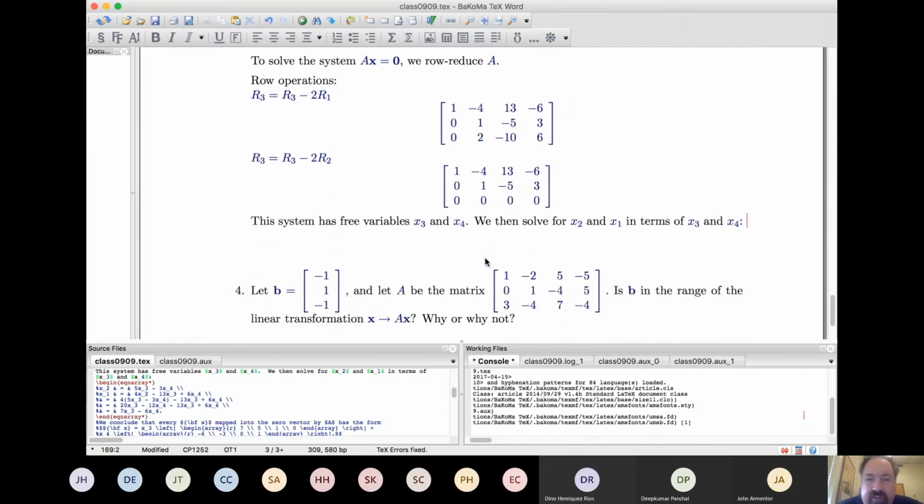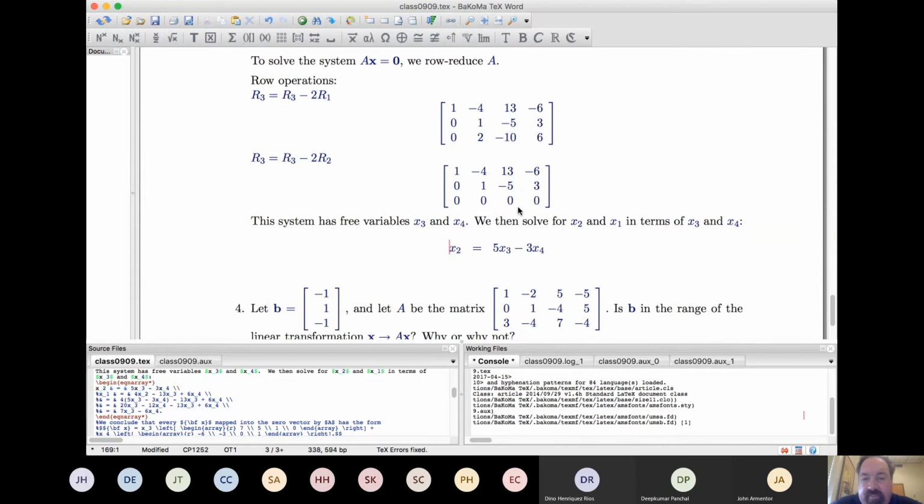So first for x2. Take these coefficients, negate them. Our right-hand side is 0, so we're not going to have anything there. And then that's it, because the coefficient of this is 1. We don't have to do anything further. So that's our formula for x2 in terms of x3 and x4.